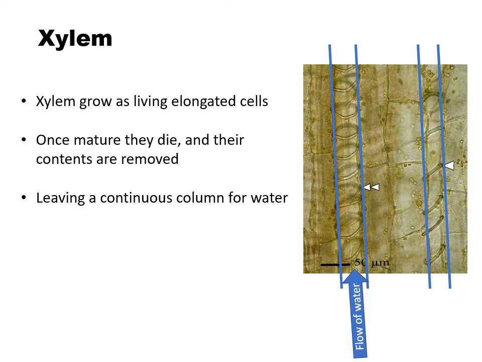So the important concept here is that they leave a continuous column of water from the bottom of the root to the top of the plant. There are no breaks, unless, of course, a woodpecker breaks a line and lets water in, okay? Or lets air in.